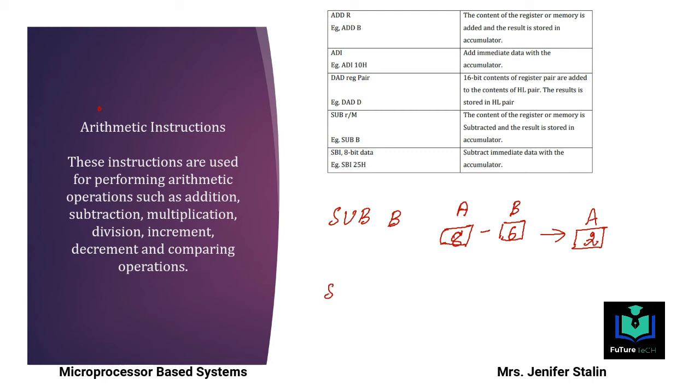Similar thing is for SBI, the data 25H, the next example here. So here the content which is present in the accumulator is directly subtracted with the data. Let's say the content which is present in the accumulator is 50. At the end of this instruction, the accumulator value will be loaded with 25.